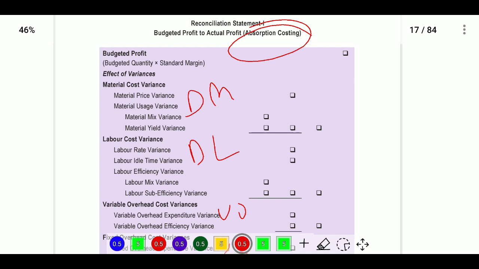So we will take the budgeted profit, or sometimes some standard profit. We analyze the profit, how much we required. This is the budgeted profit. After that, what is the direct material variance?